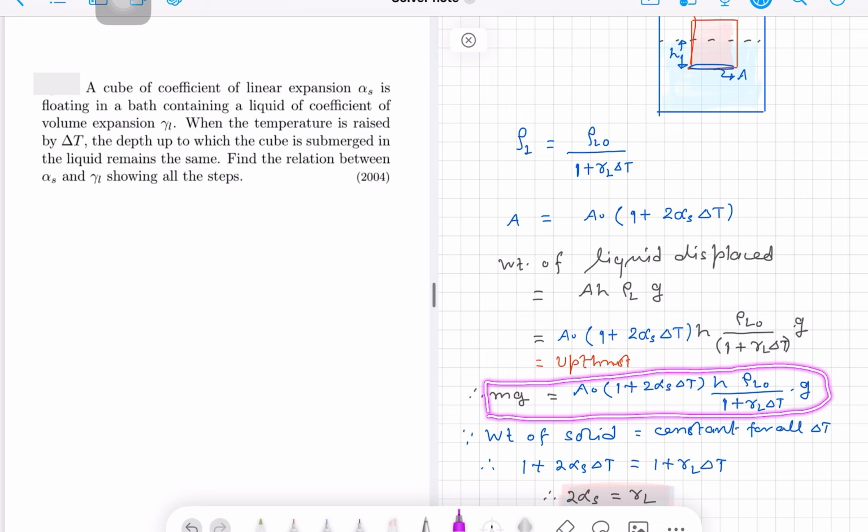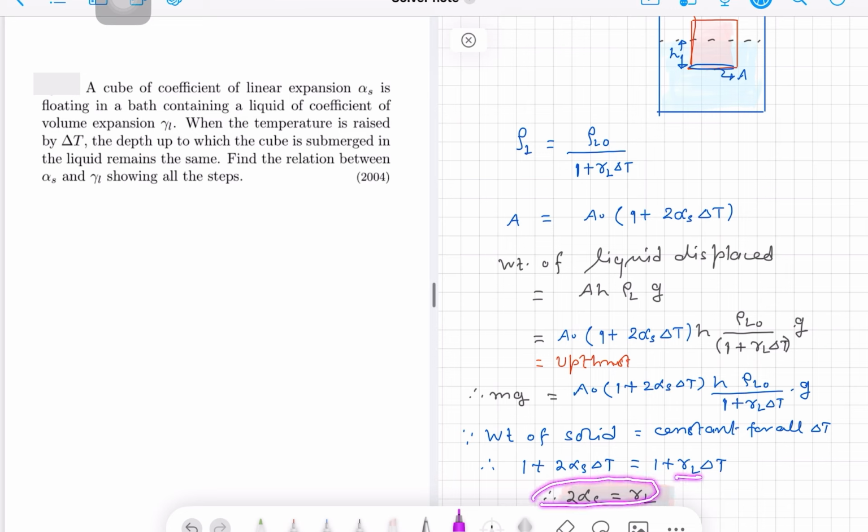That means if we change the value delta T, left hand side since not changing, right hand side should not change. This is possible only if this expression is independent of delta T, and this can be made independent of delta T if this expression and this expression are equal. That means if we equate these two, we will get gamma L as twice of alpha s.